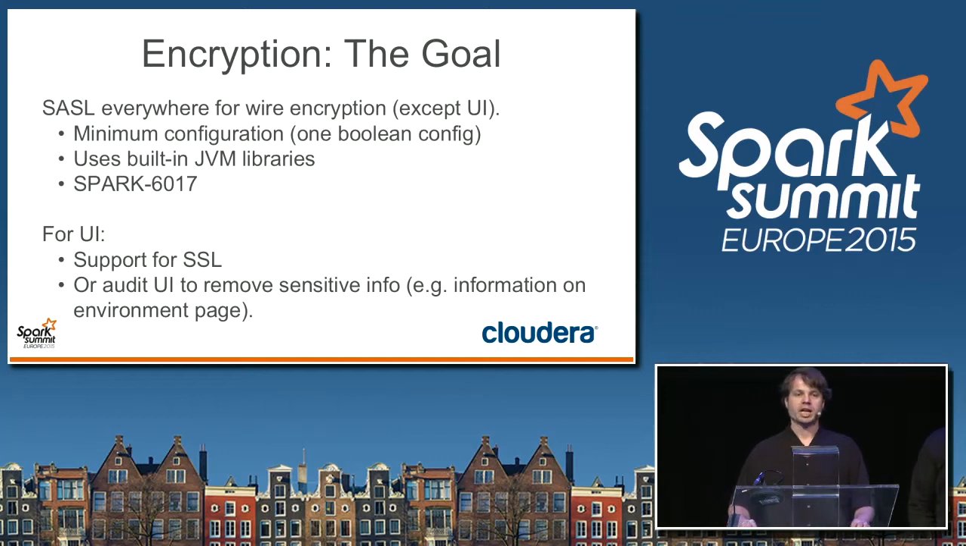So the goal that we have is to enable SASL encryption everywhere, because it's basically just switching a Boolean flag in the configuration, and you have SASL encryption for free, aside from the extra overhead of the encryption itself. It uses built-in JVM libraries, so it's available everywhere. And if you want to track the work being done, that's the Spark Jira ticket.